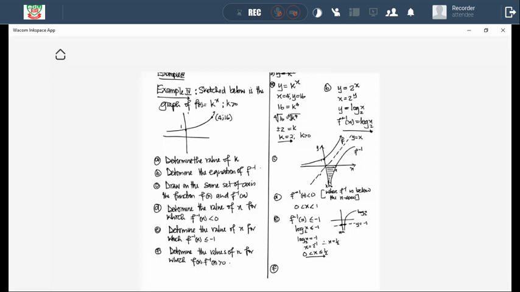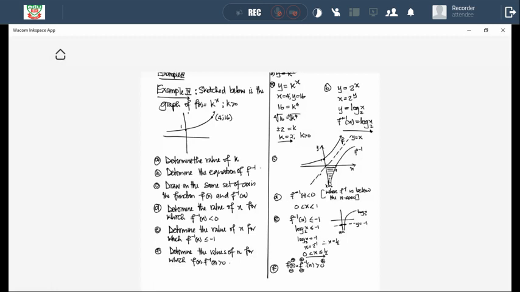Then lastly, determine the values of x for which f of x times f inverse is greater than 0. I've got two functions that are multiplying, f and its inverse. When they multiply, they get something which is greater than 0. Anything greater than 0 is positive. So for you to multiply two quantities and get a positive, either this is a positive while that is a positive, or this is a negative while that one is a negative.